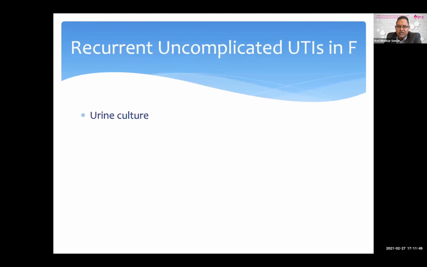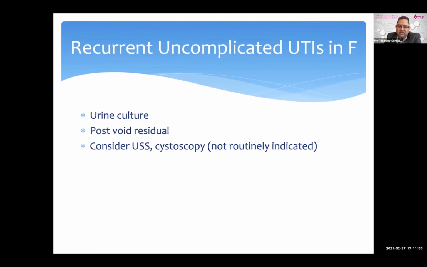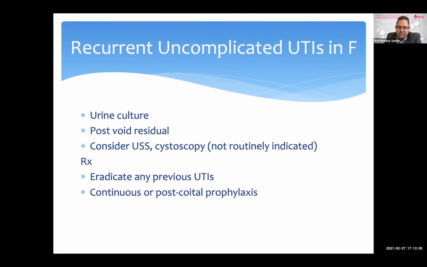Recurrent uncomplicated UTI in females, what do we do? Urine dip test and/or culture, post-void residual, consider an ultrasound. Cystoscopy, I have to say, is not routinely indicated, although a lot of places do it. Treatment-wise, eradicate any previous UTIs; continuous or postcoital prophylaxis can help. And sometimes if it's a high post-void residual, you might need to consider intermittent catheters. But I think these will be covered in the following talks.